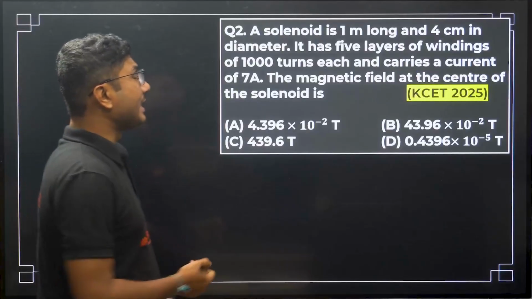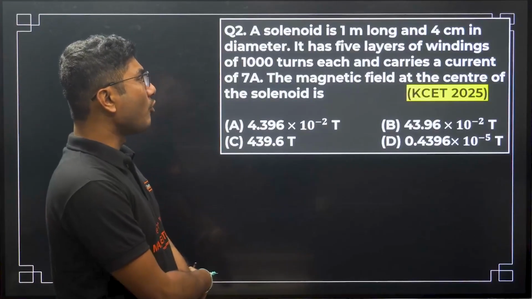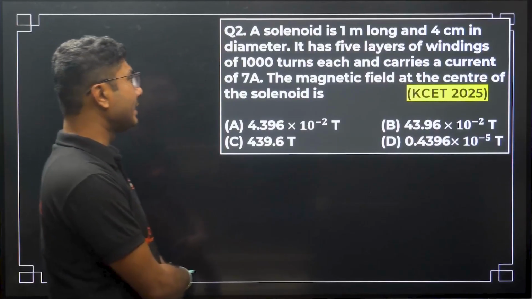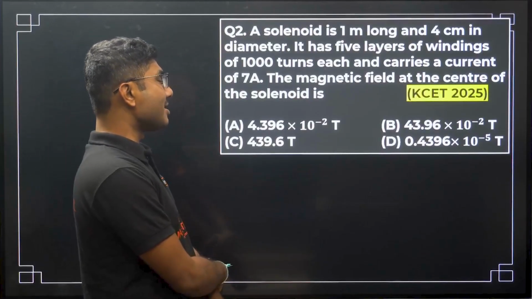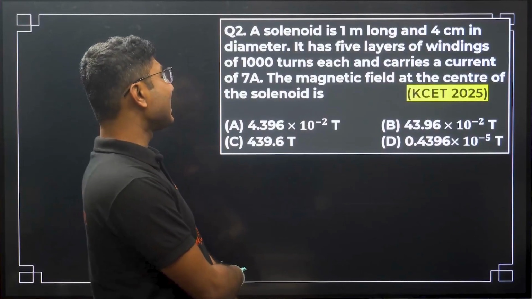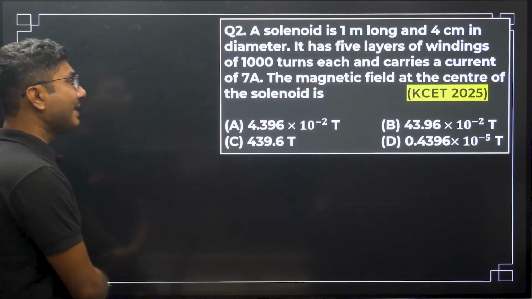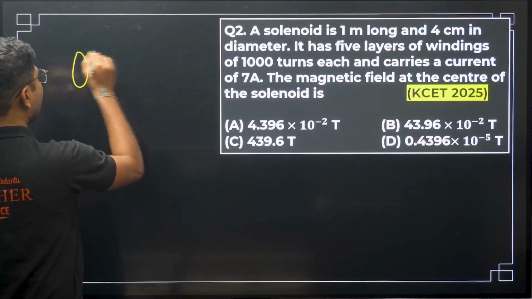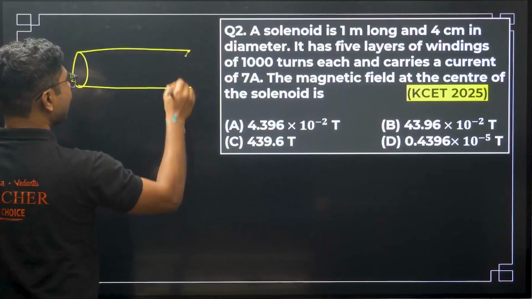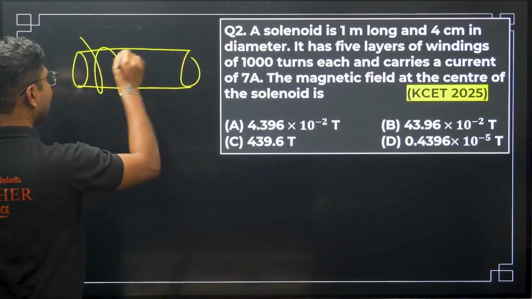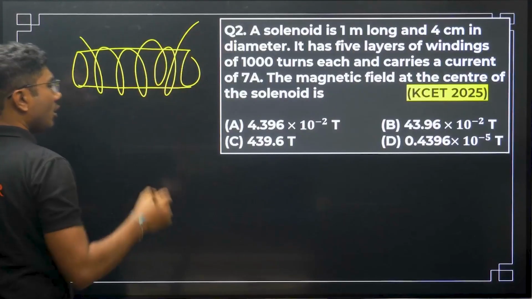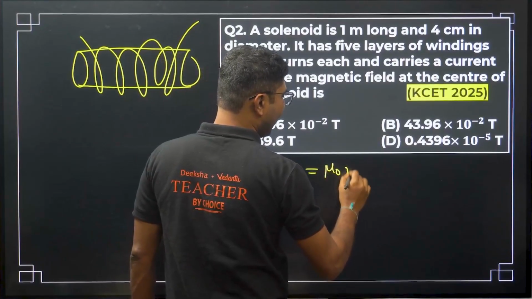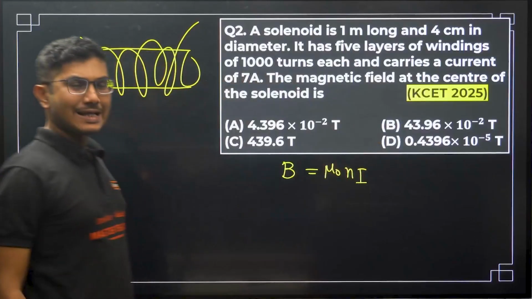A solenoid is 1 meter long and 4 centimeter in diameter. It has 5 layers of windings of 1000 turns each and carries a current of 7 ampere. The magnetic field at the center of the solenoid is, so we have a solenoid, the diameter is given, but remember that in the formula of magnetic field diameter plays no role. So magnetic field is given by mu naught n I, that's it, nothing else, right?